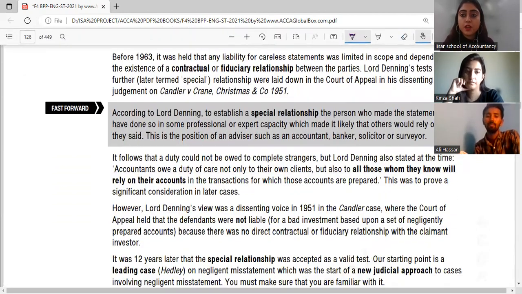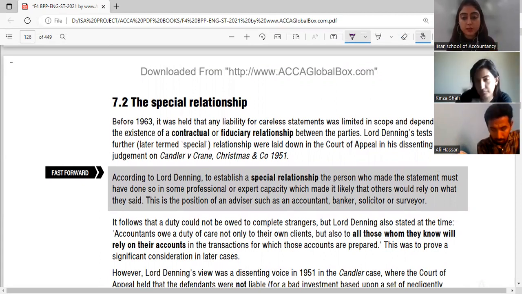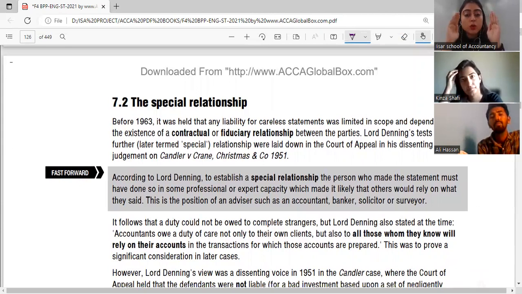Special relationship. Now, for example, let's discuss two professional advices. Number one, professional auditor. An auditor is a professional person, he's an expert. He issues a report every year for a company. And many people rely upon that auditor's report to take many decisions.